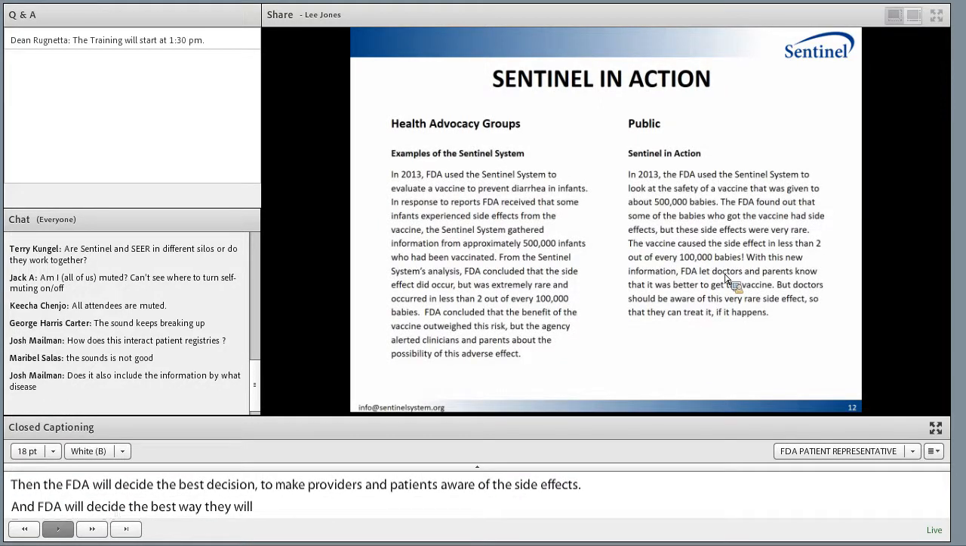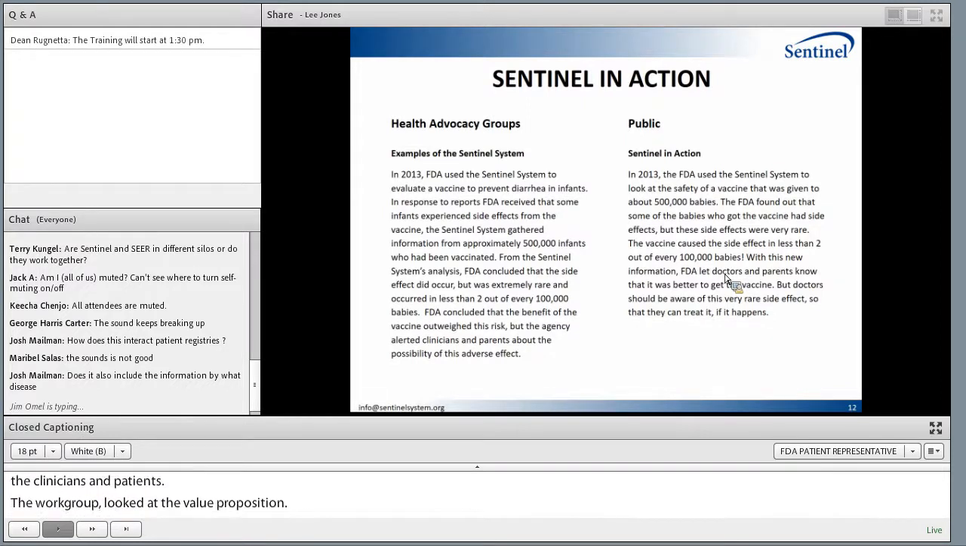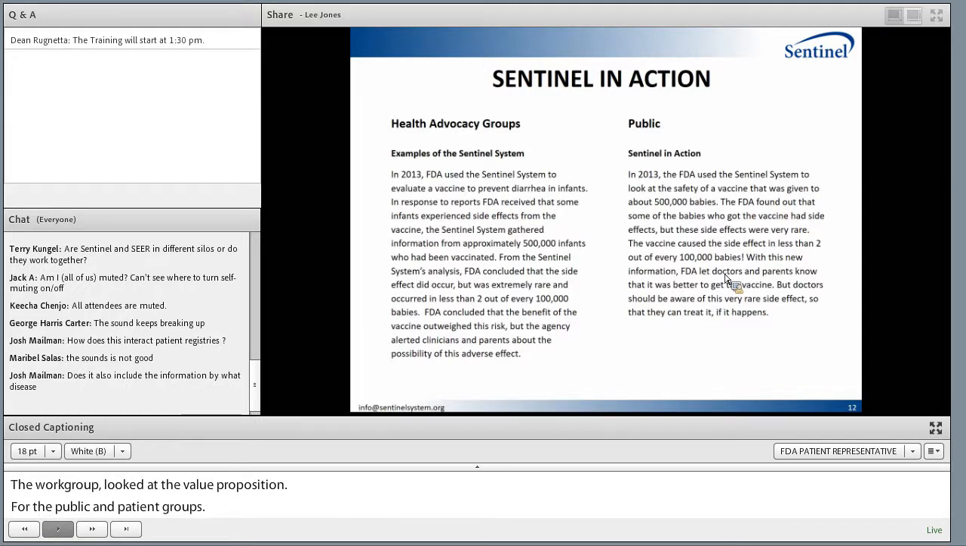The work group felt very strongly about the value proposition for both the public and patient groups. First example comes from a 2012 study involving a new anticoagulant. The FDA responded to reports about patients taking a new drug.